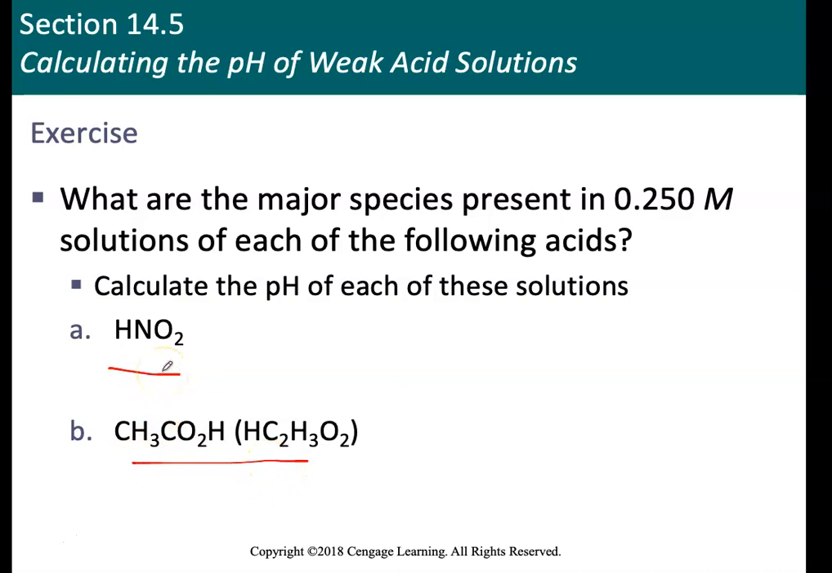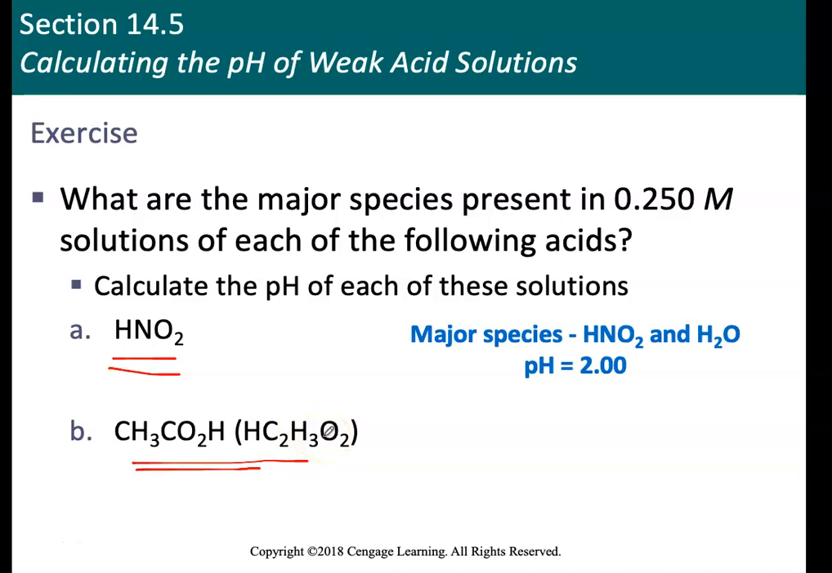You have to be familiar with the type of these acids, whether it's strong or weak. So these two here, HNO2 and CH3CO2H, which is acetic acid, and this is nitrous acid. Nitrous acid is a weak acid. Acetic acid is a weak acid. So they are both weak acids. And that means the major species will be the original acid and water. So here, the major species will be the original acid and water.